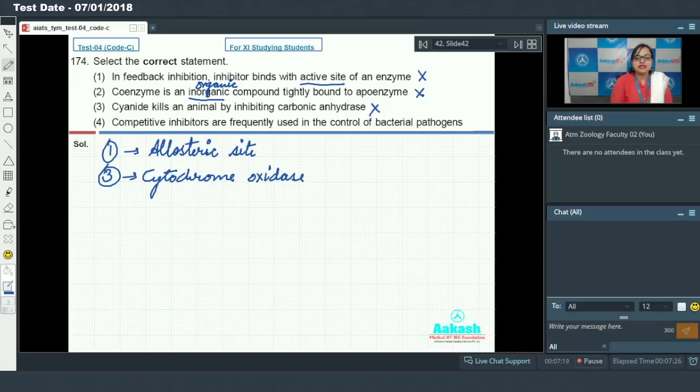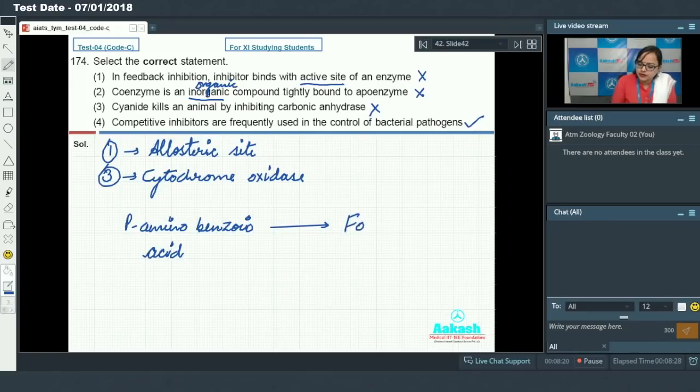Statement 4. Competitive inhibitors are frequently used in control of bacterial pathogens. This statement is correct. You know that folic acid is essential for all cells, and so bacterial cells also require folic acid. Folic acid cannot cross the bacterial cell wall by diffusion or active transport. So bacteria have to synthesize their own folic acid molecule. Bacteria synthesize folic acid, and para-amino benzoic acid is used by bacteria to synthesize folic acid.